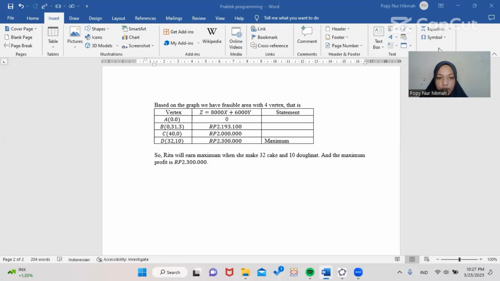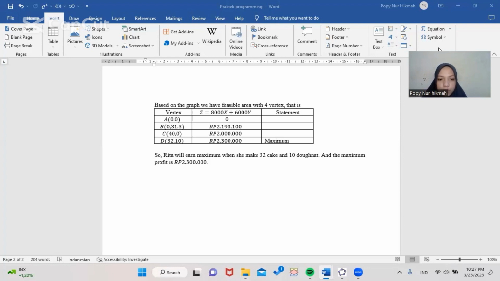Based on the graph that we have made, we have a feasible area with 4 vertices. Point A, the value of x is 0 and the value of y is 0. Vertex B, the value of x is 0 and the value of y is 31.3. Vertex C, the value of x is 40 and the value of y is 0. And vertex D, the value of x is 32 and the value of y is 10.